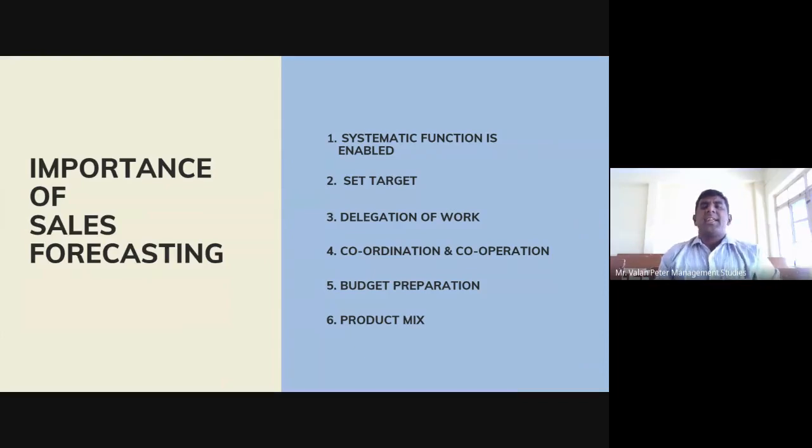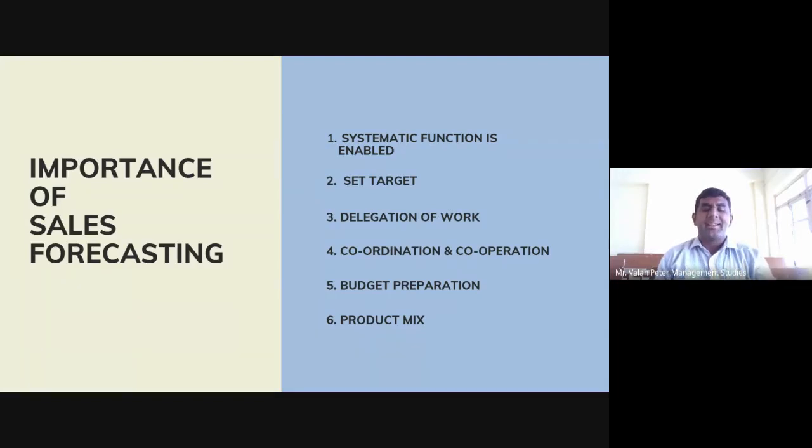The first importance is that systematic functioning is enabled. They will function very systematically. They will know which products to sell, which products they should focus on, which products they should eliminate from the market, and where they need to give offers, where they need to pitch vibrantly. All these things they will know because they have forecasted. If I want to make a 1,000 crore turnover, how much effort do I have to put in? That is a very, very important first question. So they will know how systematically a company should function.